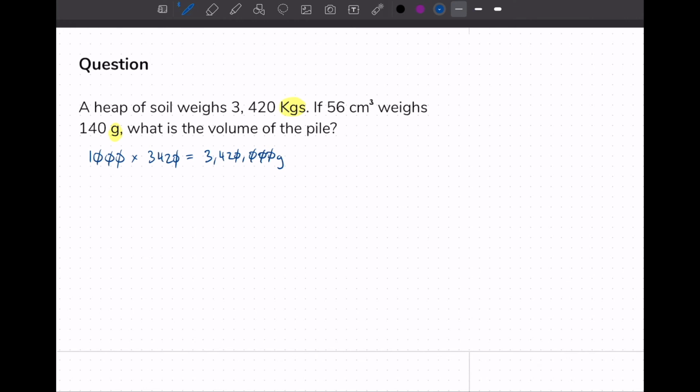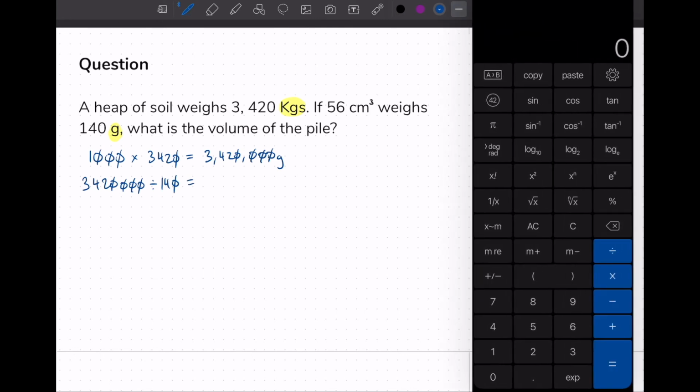So if I have that many grams, and I'm saying that 140 grams is 56 centimeters cubed, well, how many 56 centimeters cubed do I have? Well, I'm going to divide that number by 140. Okay, let's get the calculator out. That gives me... now in the calculator we're not going to round off. We're going to keep it as it is.